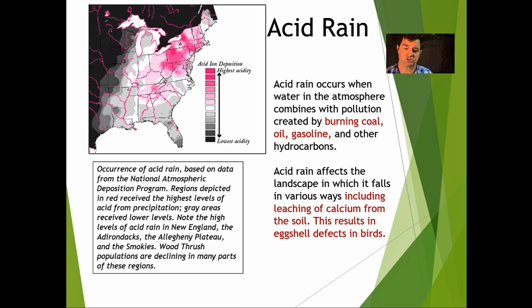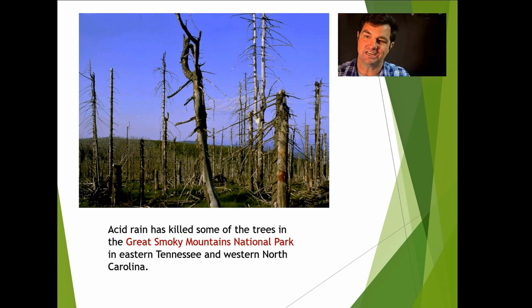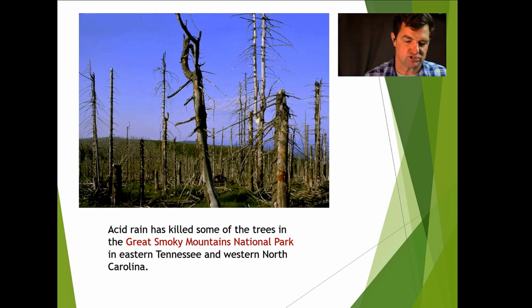Acid rain is also a problem, particularly on the East Coast, where water in the atmosphere combines with pollution created from the burning of coal or oil or gasoline or other hydrocarbons. The acid rain affects the landscape in a number of different ways. It also causes eggshell defects in birds, which reduces reproduction and can lead to a huge decline in bird populations. This is a picture in the Great Smoky Mountains in eastern Tennessee and western North Carolina.